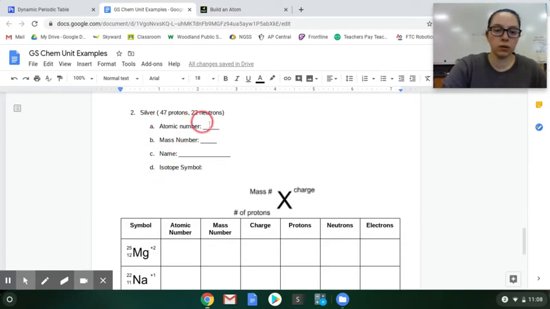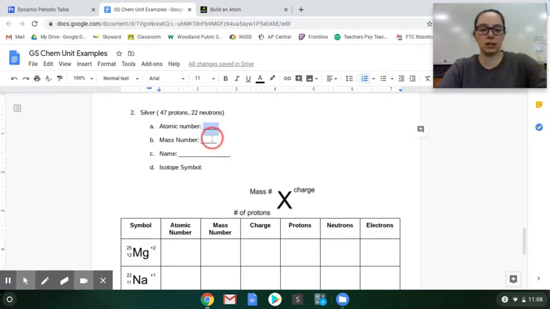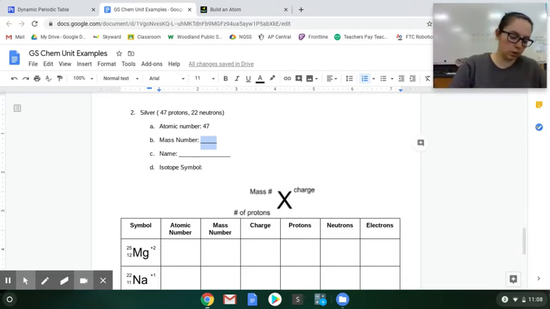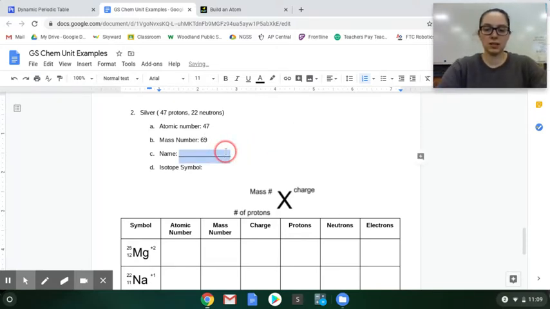Silver has 47 protons, meaning its atomic number is 47. It has 22 neutrons, which means I have to do 47 plus 22, which I think is going to be 69, but we're going to test that anyways. 47 plus 22. Yes, it is. Look at that. 69. The name of this is going to be silver-69 because I have to put my mass number there. And then my isotope symbol again.